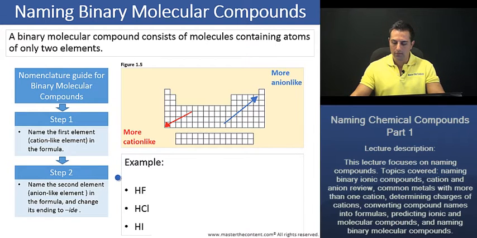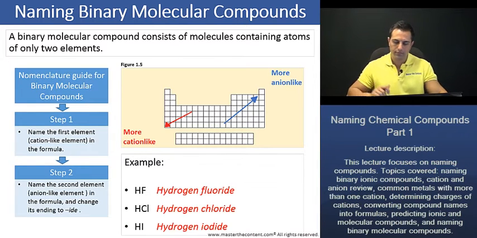Now, let's take a look at a few examples here. We have three compounds, and in naming them, this is just going to be the fluorine. We're just going to need to change that to an IDE ending, so that would become hydrogen fluoride, hydrogen chloride, hydrogen iodide. Let's take a look and see if we are correct.